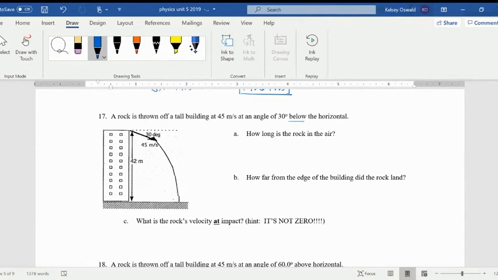Okay. Drawn below the horizontal. So we're throwing the rock down initially. So we'll start off like we would any other problem. Horizontally, we know we can find our initial x velocity because we know our velocity and the angle. We'll use cosine because that horizontal component is going to be adjacent to that angle, and we'll find that our initial x velocity is 38.97.